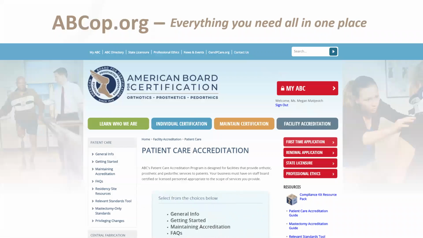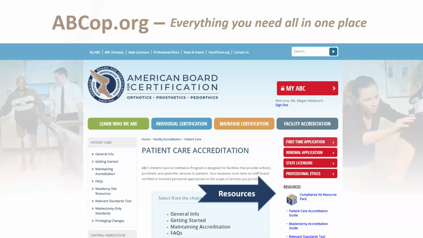So the resource pack that I'm going to be talking about really is going to help a lot of the work you're doing. The Compliance Kit Resource Pack, hopefully it's going to make your job easier and make sure you're compliant. It's going to live right here on our website. That's the reason we have this shot of our website up here. Once again, it's abcop.org. And all of these tools, everything I'm going to be talking about, since all of you are 100% ABC accredited, these are all at your fingertips right now.